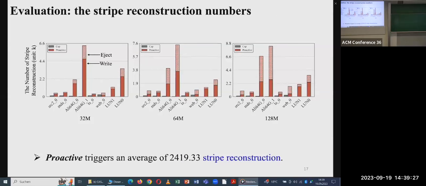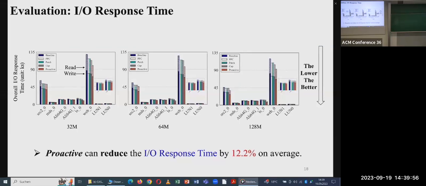To further explore the reason for the improvement by Proactive, we also record the number of stripe reconstructions, and Proactive triggers an average of 2,419.33 stripe reconstructions. The overall I/O response time is an important indicator. Proactive can reduce the I/O response time by a percentage of 12.2.